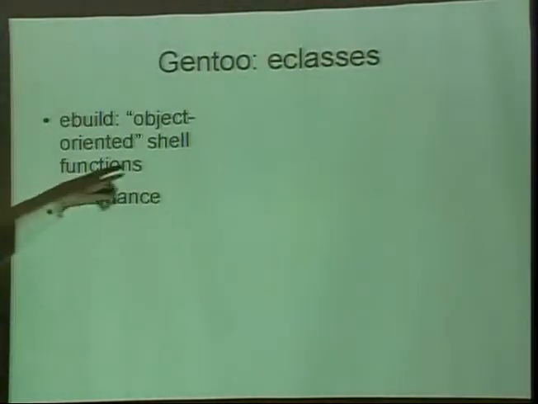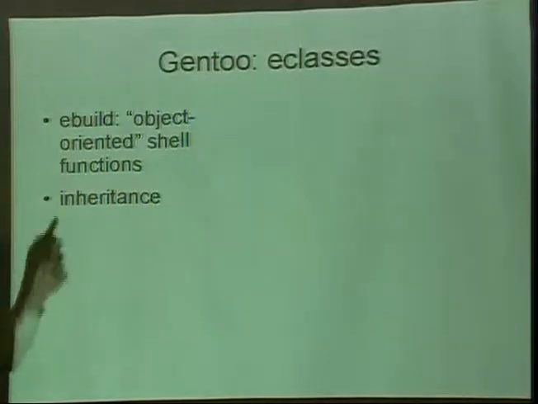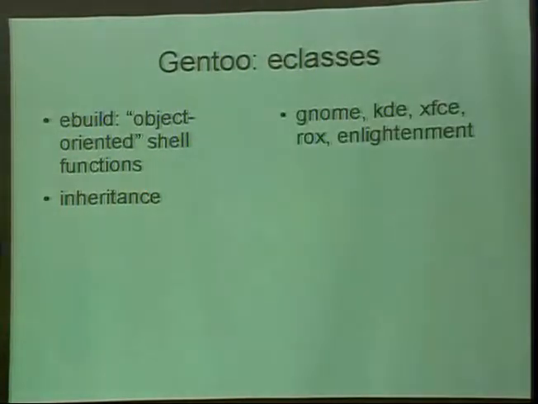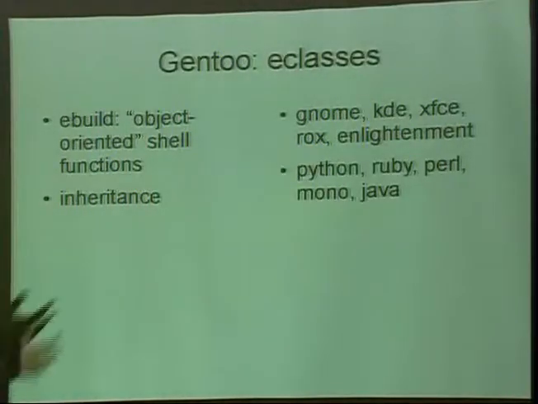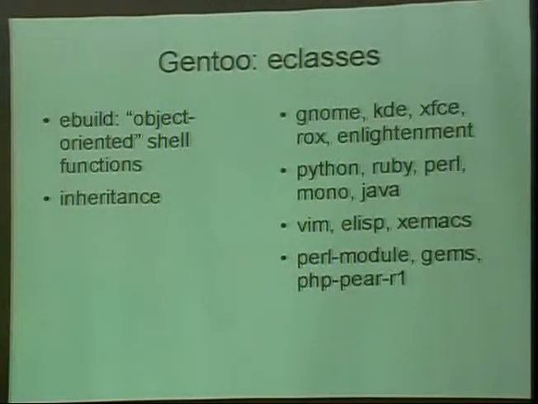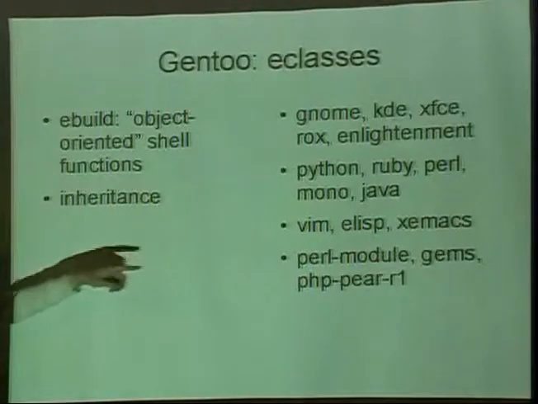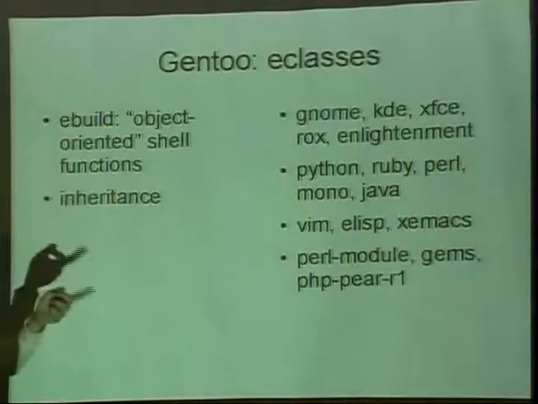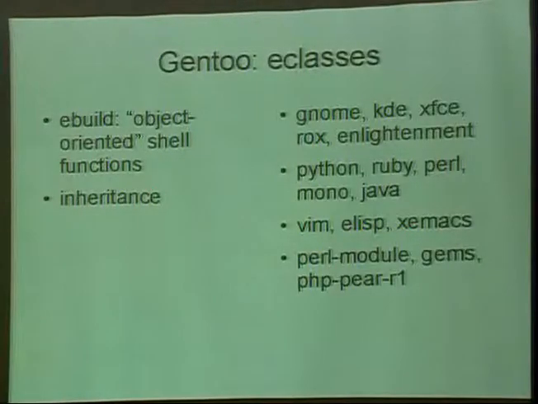E-classes. Initially, I said ebuilds are shell functions. Well, I lied. It's actually object-oriented shell functions. But so how does bash do inheritance? I'll talk a little bit, but by doing inheritance, there's E-classes for GNOME, KDE, almost most of the desktop environments. And then there's stuff for languages, editors. These are plugins and modes. And these are actually package repos. So Perl module talks with CPAN, gems talks with gem server, PHP PEAR talks with PEAR.